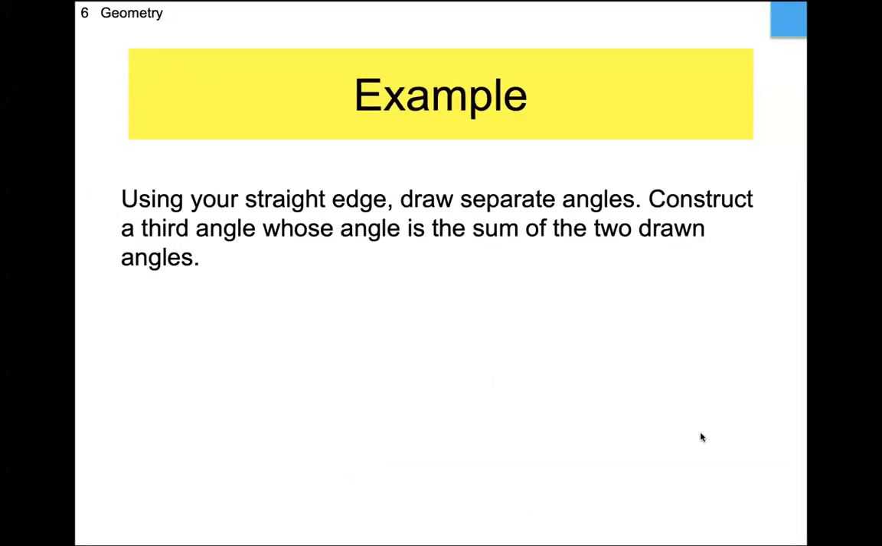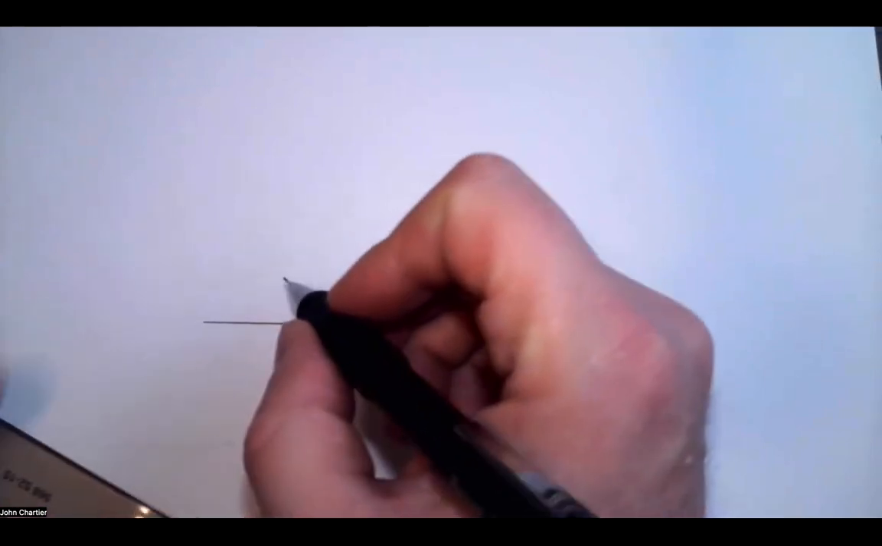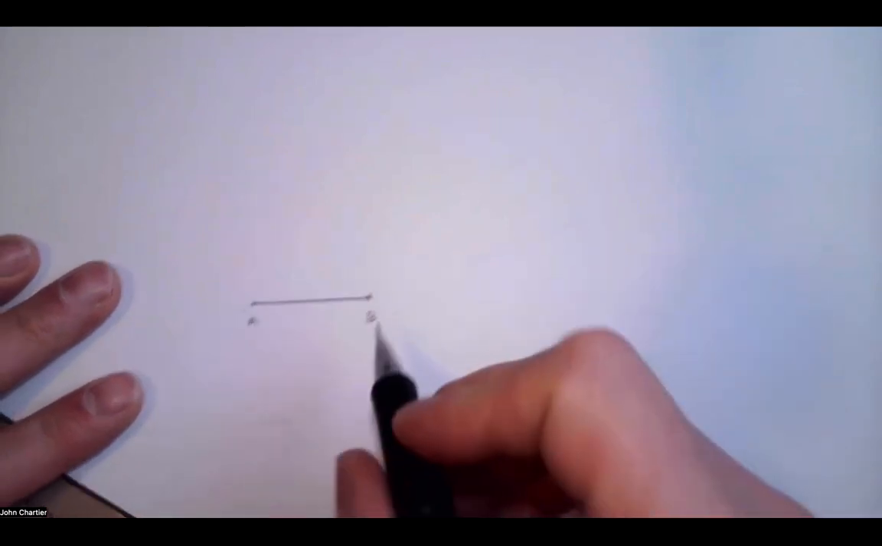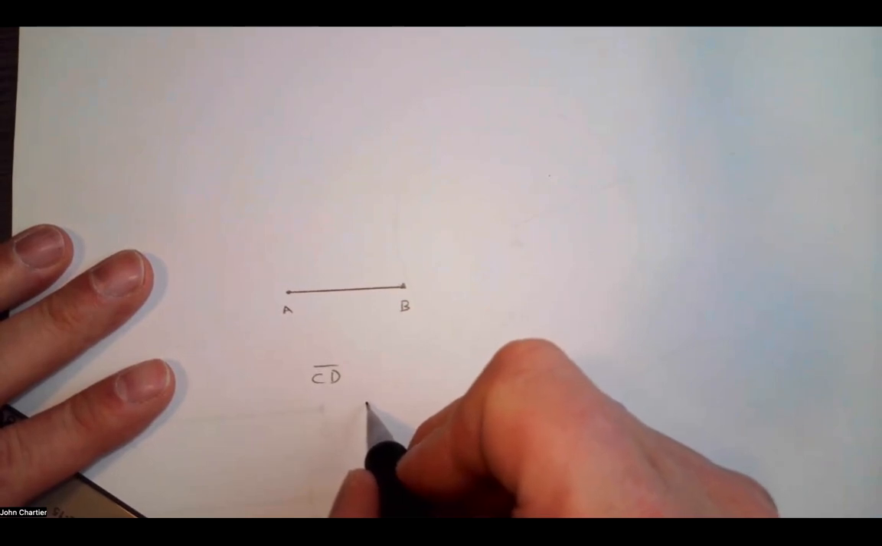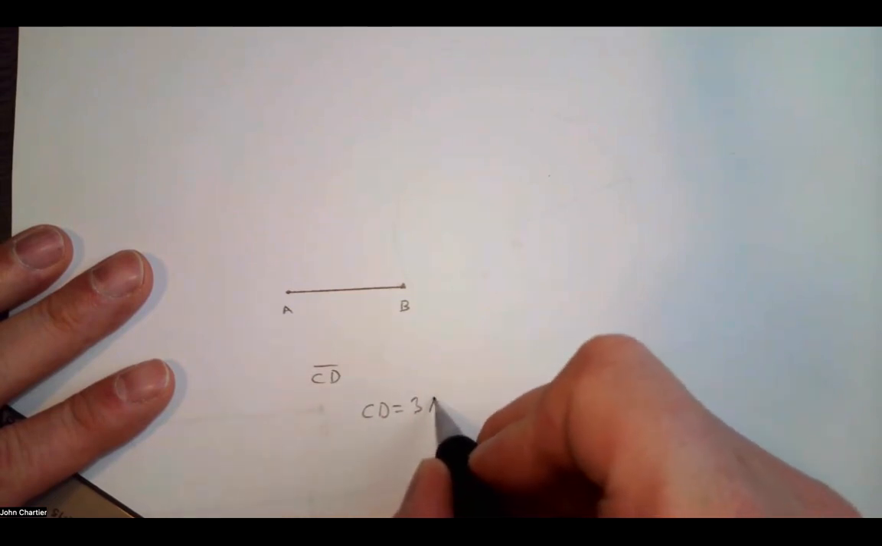Okay. So what's homework going to look like? Homework is going to ask you to do a couple different things. I'm going to give you another one other than this one right here. I'm going to go to the document camera right here. And so homework might look something like this. Sheet of paper. They may give you a distance. We'll call this AB. And they may say construct CD, so segment CD, such that CD is equal to 3 ABs.